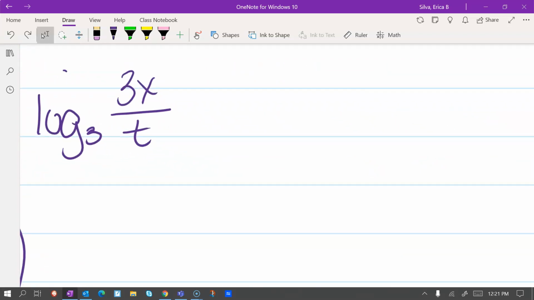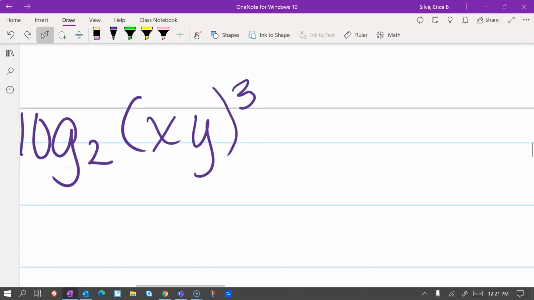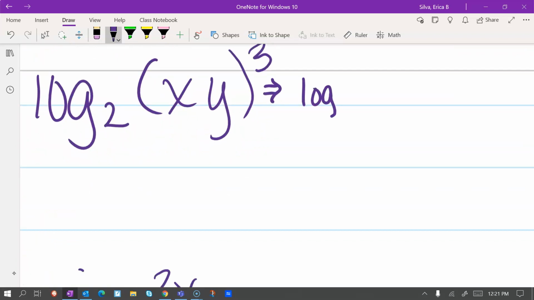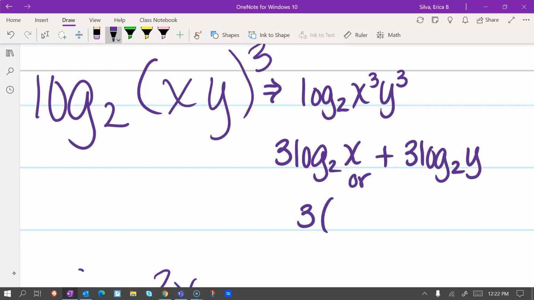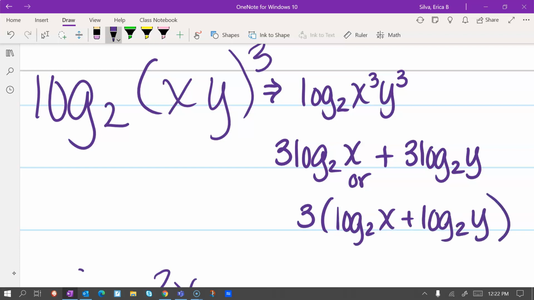All right, go ahead and try this one out. Okay, so for this one, I'm going to say log base 2 of x to the third y to the third. And then we've got 3 log base 2 of x plus 3 log base 2 of y. Or you might have gotten 3 times log base 2 of x plus log base 2 of y.